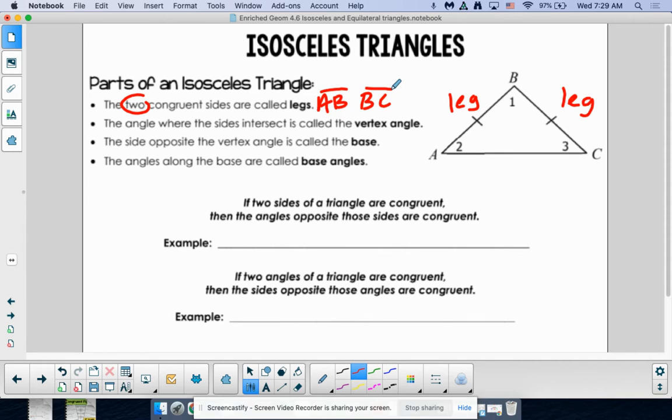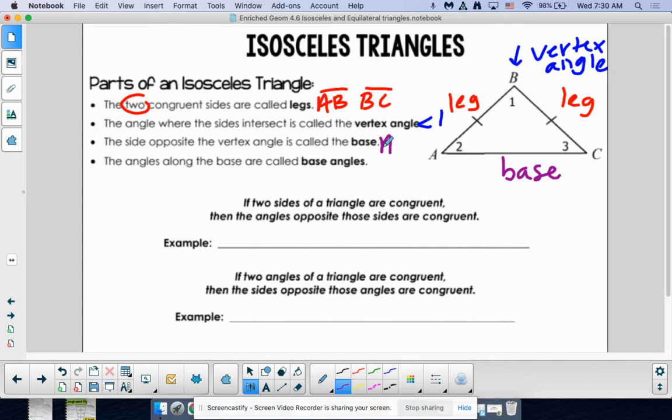The angle where your two legs intersect is called the vertex angle. That's right here. Angle B is your vertex angle, or angle 1, so we'll put that right here. The side opposite your vertex angle is called your base. And typically when we see an isosceles triangle, this is usually on the bottom, right? So we call it the base, the bottom.